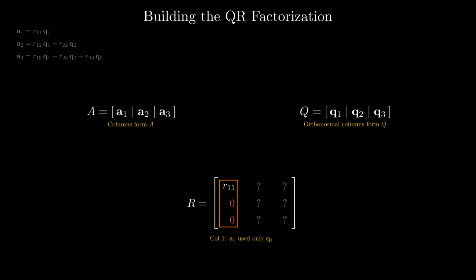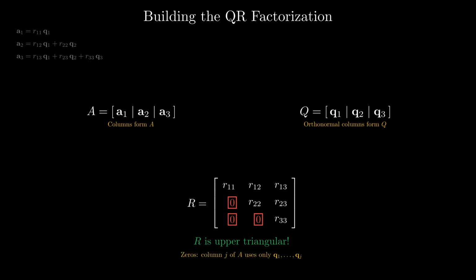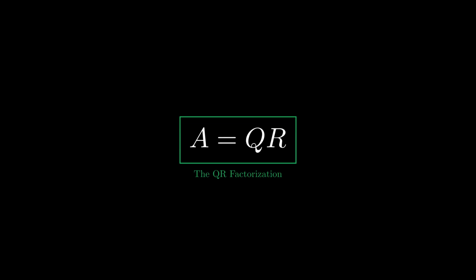Column 1 of R is r11, 0, 0, because a1 used only q1. Column 2 of R is r12, r22, 0, because a2 used q1 and q2. Column 3 of R is r13, r23, r33, because a3 needed all 3 q vectors. Notice the pattern. R is upper triangular. The zeros below the diagonal appear because each column of A uses only the q vectors that were built up to that point in the Gram-Schmidt process. This gives us the famous factorization, A equals Q times R.